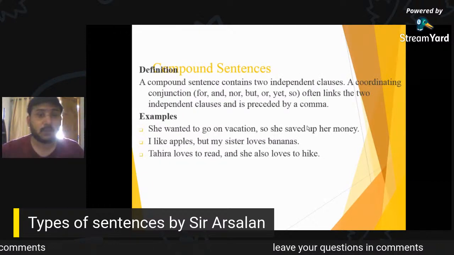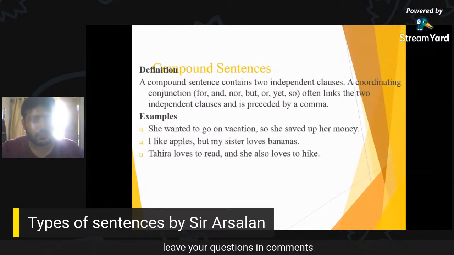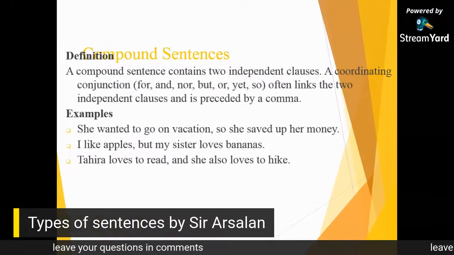Okay, but what is a compound sentence? What do we know about compound sentences?